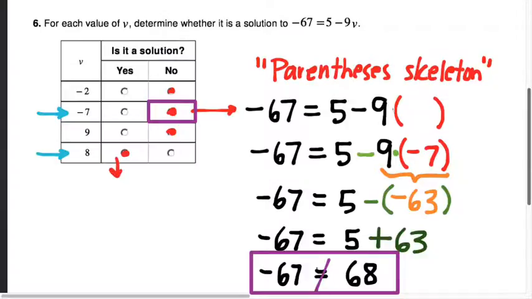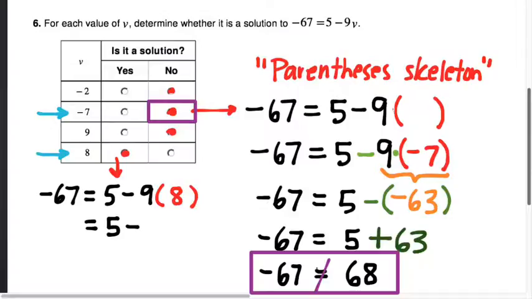So when v is equal to 8, what changes? 5 minus 9. And then again, an empty set of parentheses for my v, which this time we get to fill in with an 8. So how do I evaluate the quantity on the right-hand side? What do I do first? Multiplication. And what am I multiplying? 9 times 8, which is positive 72. And then I have 5 minus positive 72.